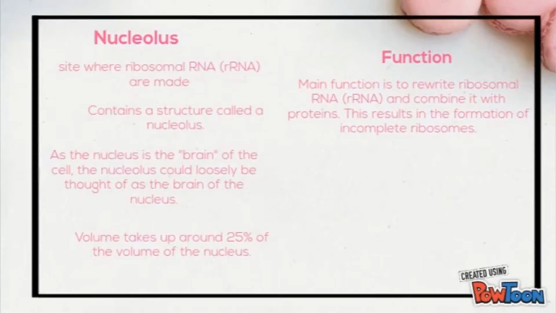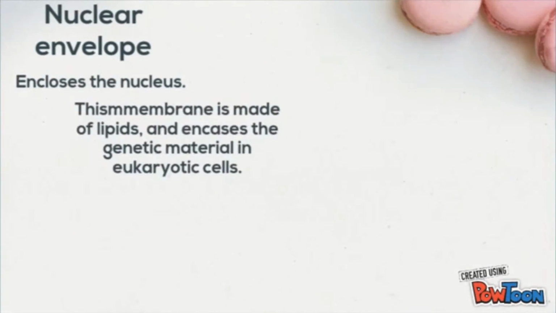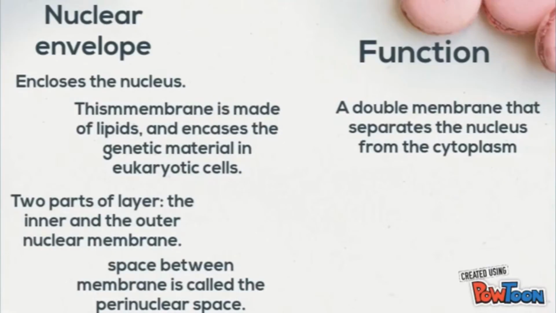Its main function is to transcribe ribosomal RNA and combine it with proteins. This results in the formation of incomplete ribosomes. The nuclear membrane is the membrane that encloses the nucleus. This bilayer membrane is made of lipids, and encases the genetic material in eukaryotic cells.